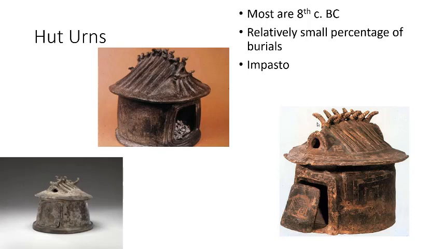During the Villanovan period, Etruscans also made vessels for the deceased's ashes in the shape of huts. And so here's a few examples of hut urns. We learned about all this stuff when we talked about Etruscans in week 6, and these are also made of impasto.